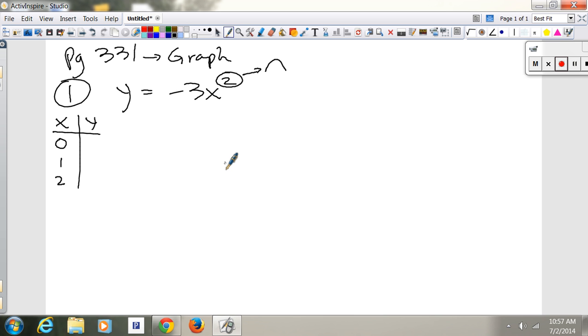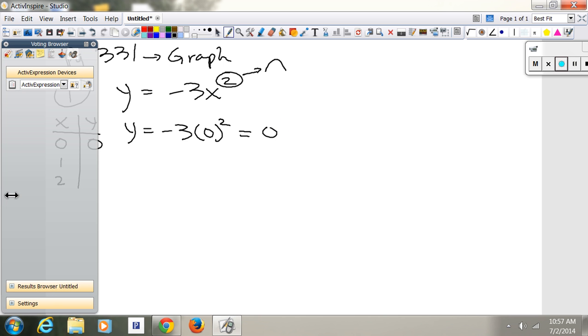So when I plug in a 0 here, and when you plug these numbers in, just show me that you plugged them in, like this, y equals negative 3, 0 squared. That's the work that I would want to see. I want to see that you plugged it in. Why did you circle the 2? Because I was telling you it was a quadratic. That's what that 2 means. The quadratic graph. So when I solve this, now you could probably do this in your head, because 0 squared is 0, and 0 times negative 3 is still going to be 0. So when I plug in a 0, I get out a 0. That's going to be 1 point on my graph.